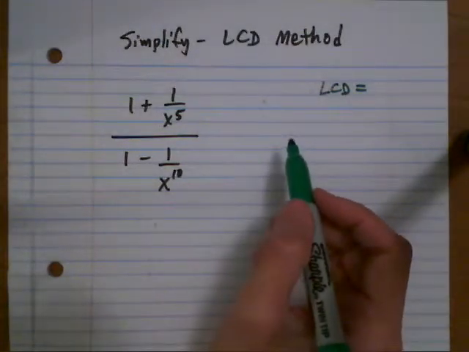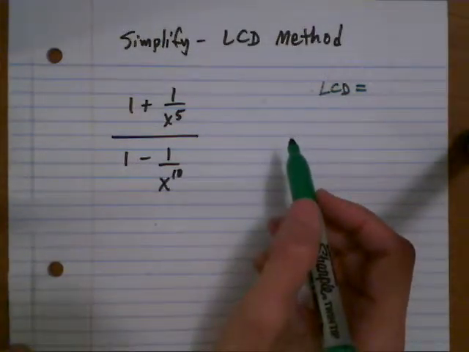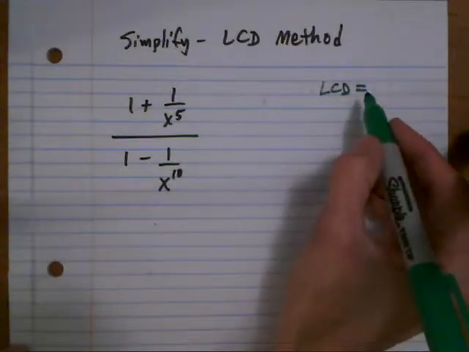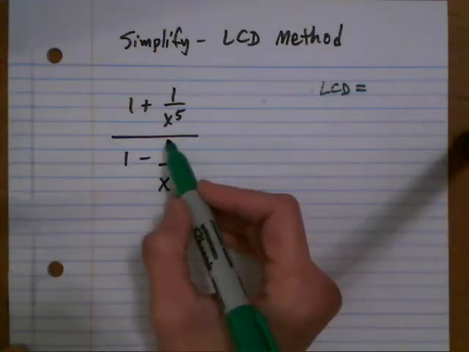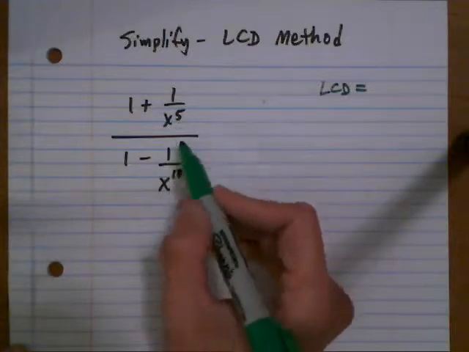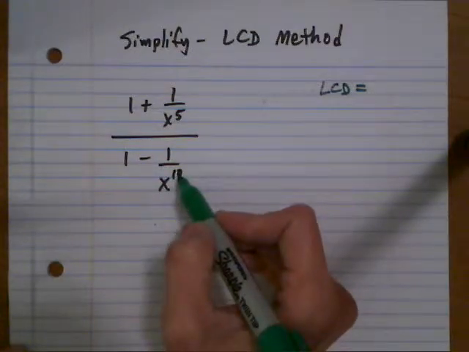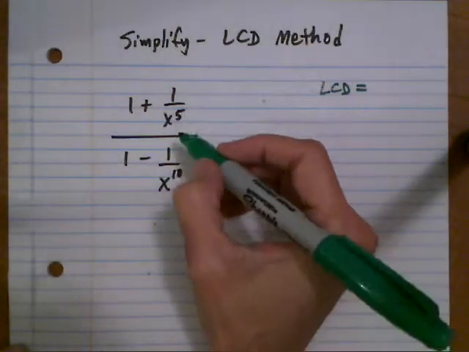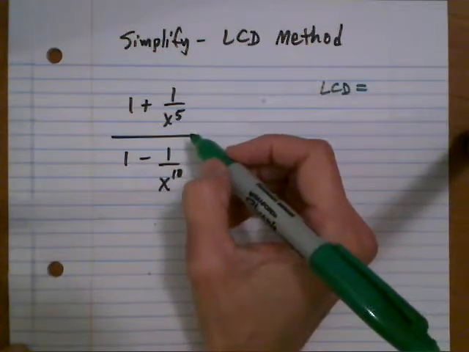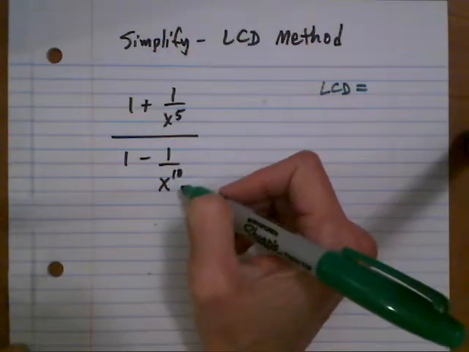We're going to simplify this complex fraction using the LCD method. So our first step is to figure out the LCD. And if you look at the denominators, we have x to the 5th and x to the 10th. So think about taking each factor the most number of times it appears in any one denominator.